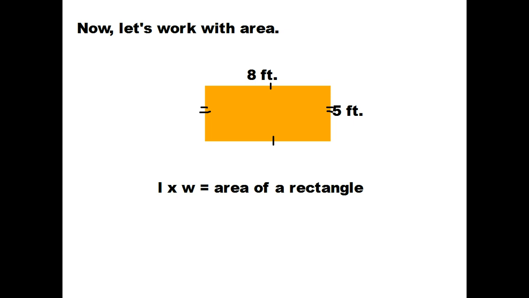Now let's take a look at how that would work with area. We know that the formula for area is length times width. And I've got two numbers here. I've got 8 for a length and 5 for a width. So I'm going to multiply 8 times 5. And 8 times 5, you already know, is 40. So I have an area of 40 square feet.